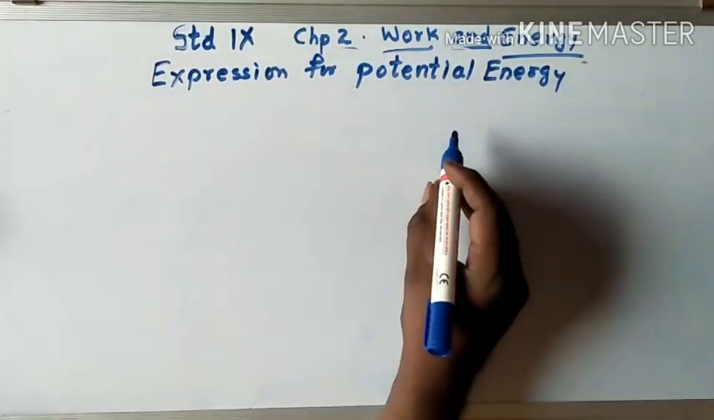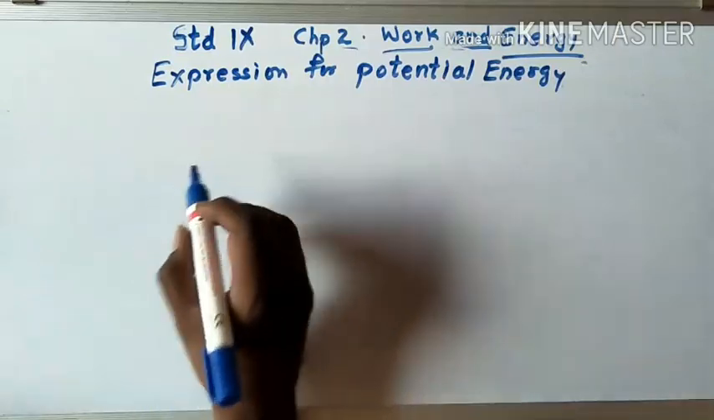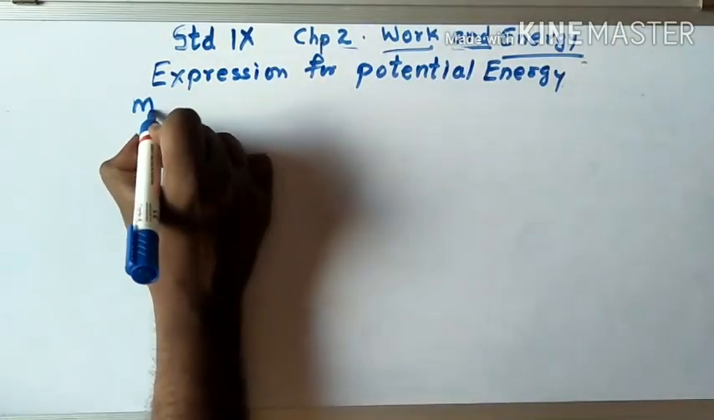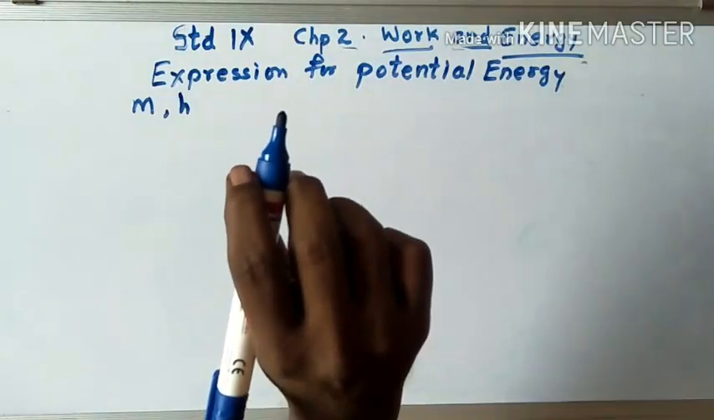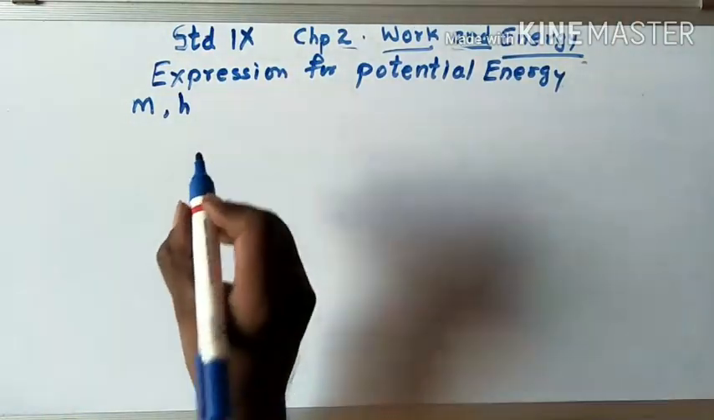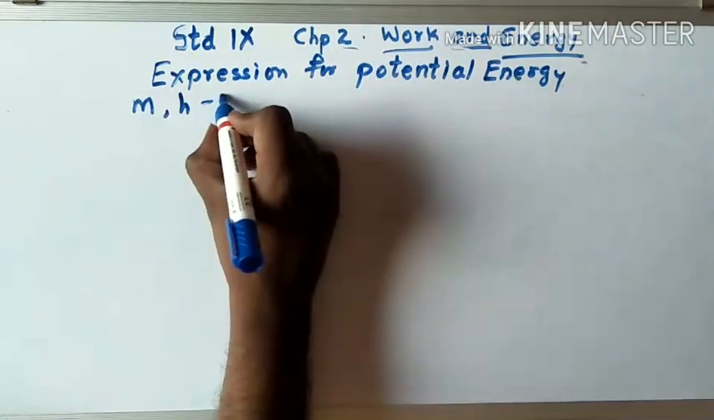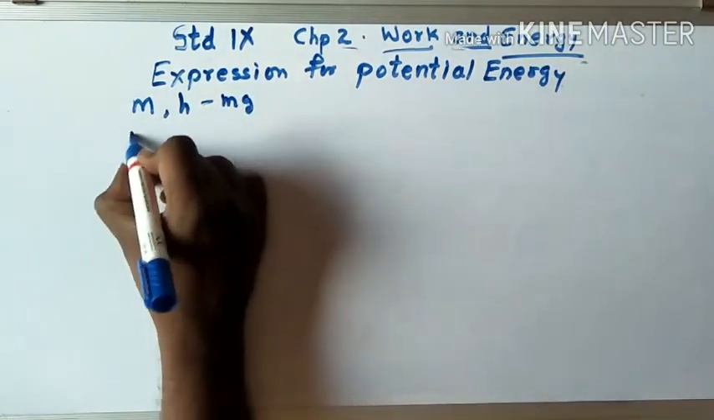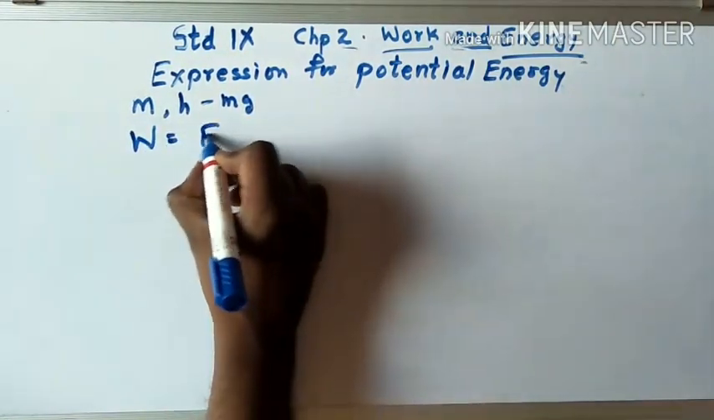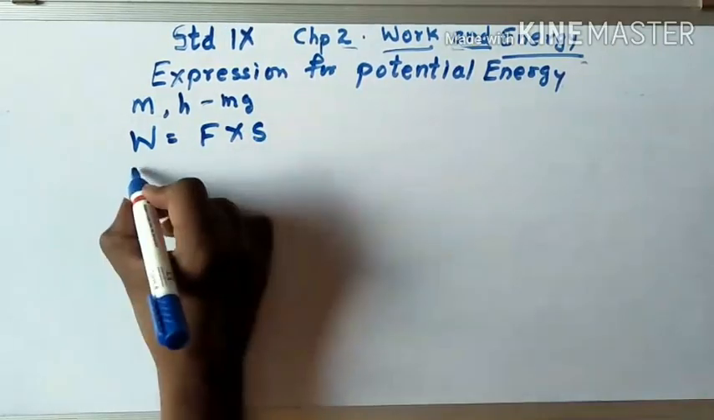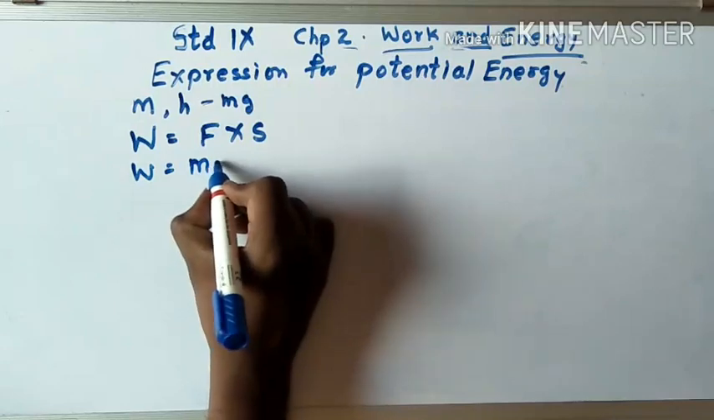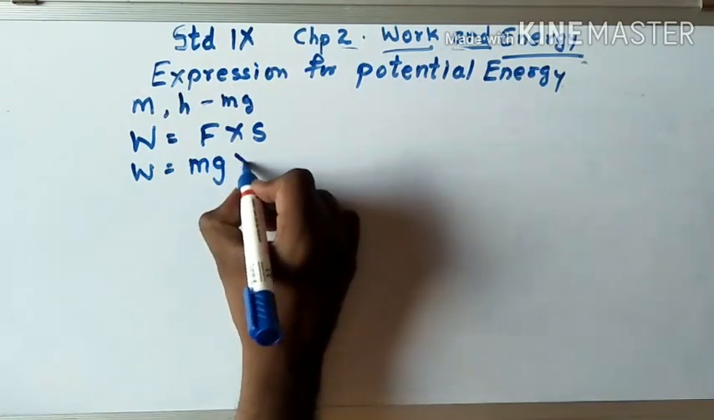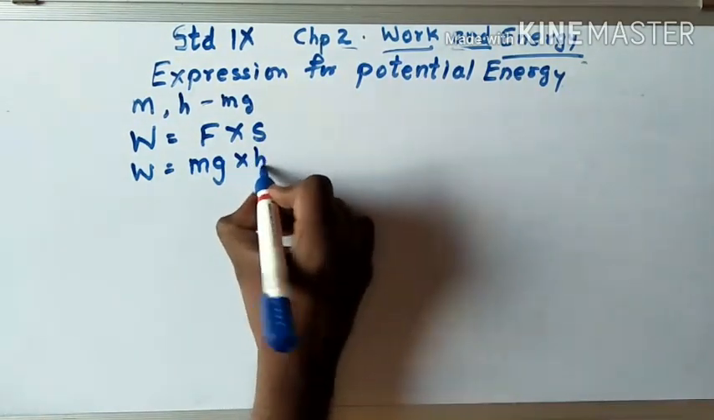Expression for potential energy. Let's say you want to carry an object of mass m to a height of h above the earth's surface. To carry the object, a force equal to mg is required. So work is equal to force into displacement. Work is equal to mass m into g, into height h.